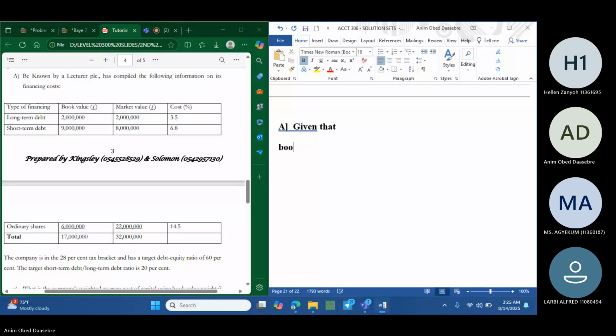Book value. It's 2 million. Then what again? And then the market value is also 2 million. And the cost is 3.5%.